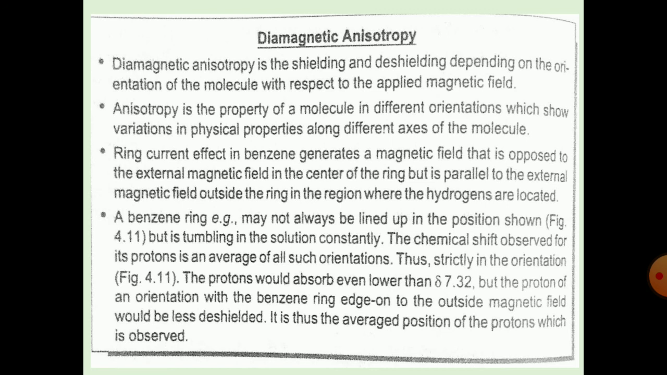The benzene ring, for example, may not always be aligned in the position shown, but is tumbling in solution constantly. The chemical shift observed for its proton is an average of all such orientations. So strictly, in this orientation the proton would absorb even lower than delta 7.32, but the proton in the orientation with the benzene ring edge on to the outside magnetic field would be less de-shielded. It is thus the average position of the proton which is observed. Thus the downfield shift of aromatic protons.